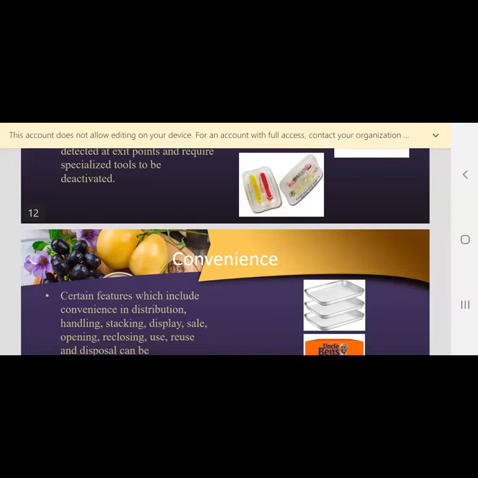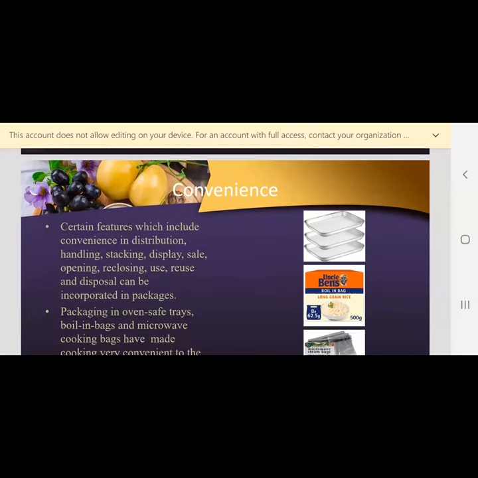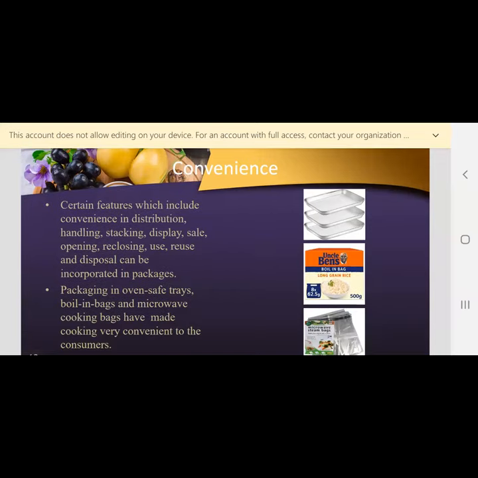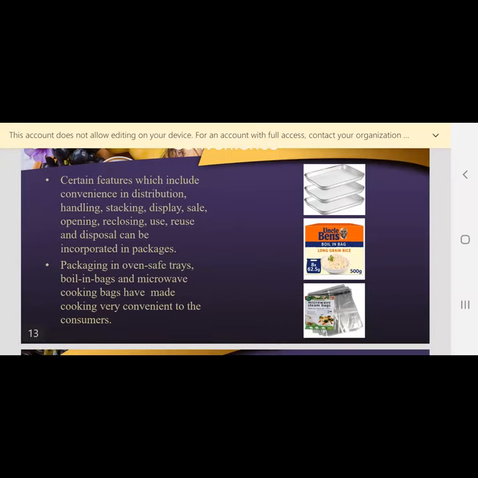Next, we come to the convenience part. What convenience does food packaging give to us? Certain features include handling, stacking, display, sale, opening, reclosing. These are all needs we feel: handling, proper stacking, proper displaying, sale, opening, reclosing, like a jam container. It must have reclosing, using, reusing, reclosing. So this is the convenience which we get from packaging.